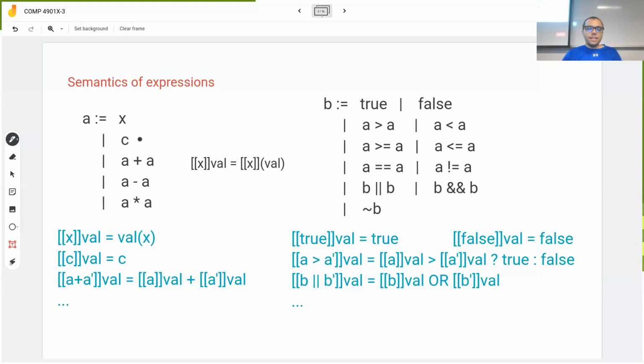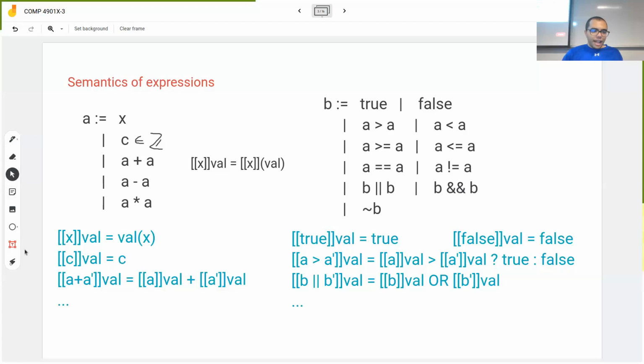And the same thing goes for a constant. So if I have a constant c, and this c is a constant in Z, then what is the meaning of a constant? It's just a function that takes a valuation but ignores it and always gives you that constant back. So the meaning of c at the valuation val is going to be c. And then the rest of these cases are super easy to define, right? What is the meaning of A plus A prime at a particular valuation val? It's just the meaning of A at the same state of the program plus the meaning of A prime at the same state of the program.